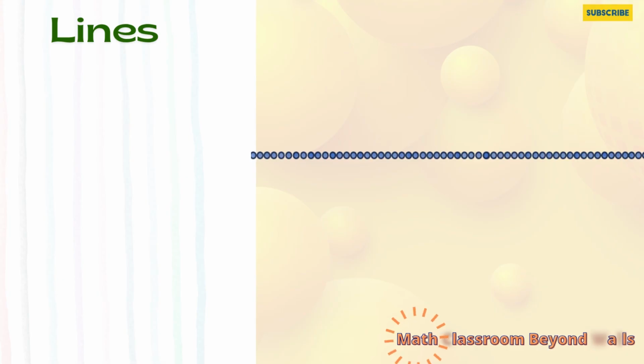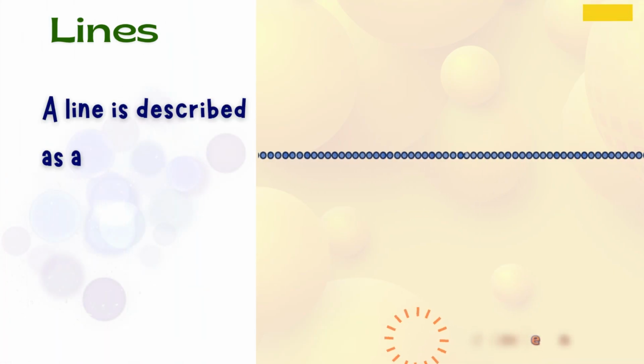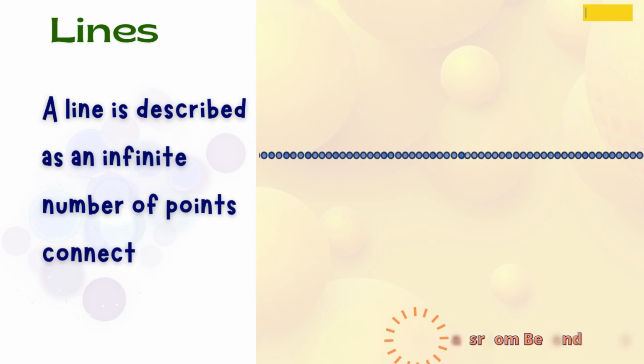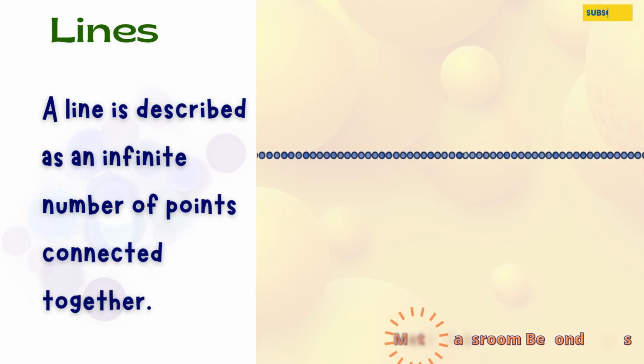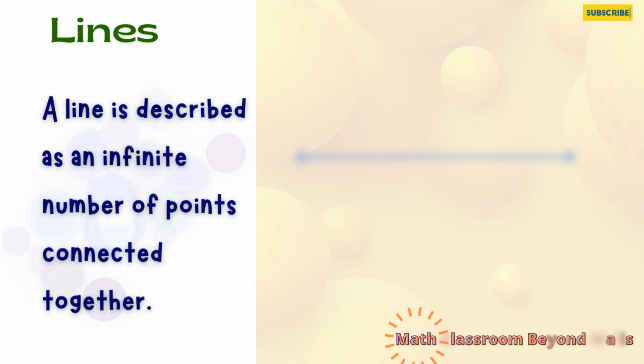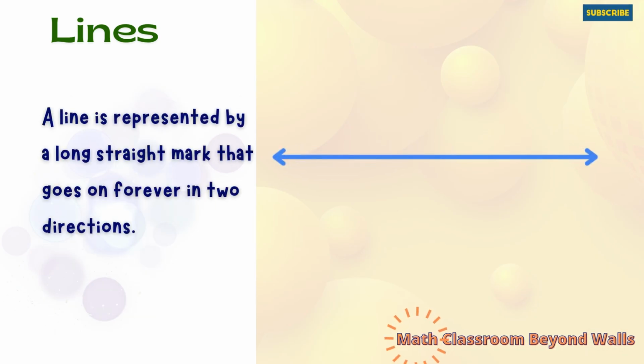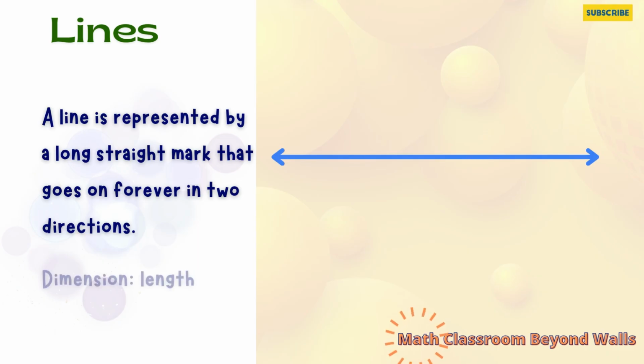Now, look at these, learners. What do you see? Okay, so you see here points that are connected to each other. These points form a line so long that you can't measure it. So a line is described as an infinite number of points connected together. Physically, it is represented by a long straight mark that goes on forever in two directions. It has only one dimension, length.